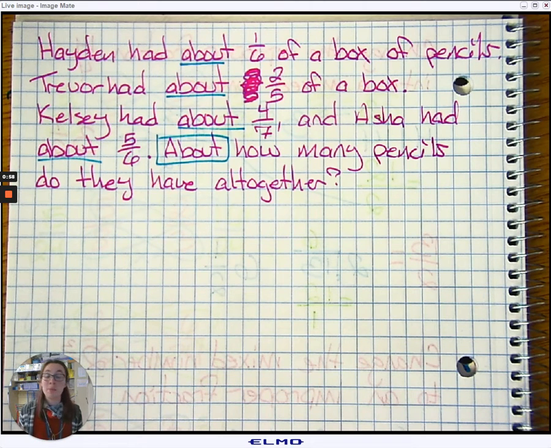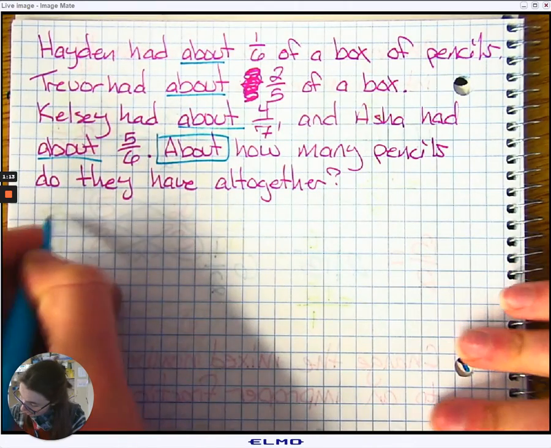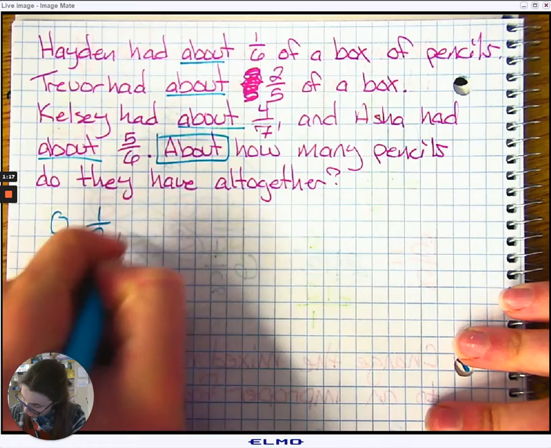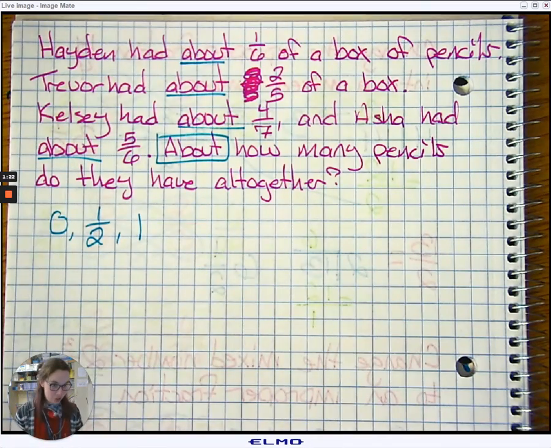So we estimate by rounding. As you would have seen in the last slide, the blue box, you are going to round to 3 numbers. There are 3 numbers, and 3 numbers shall be the numbers of your rounding. We are going to round to 0, 1/2, or 1, depending on the size of our fraction.